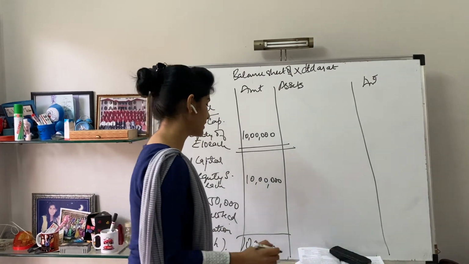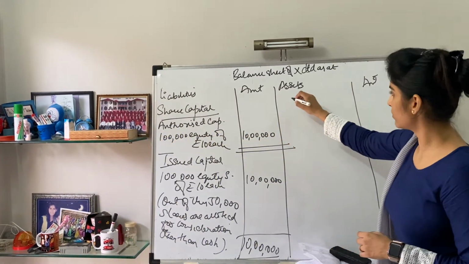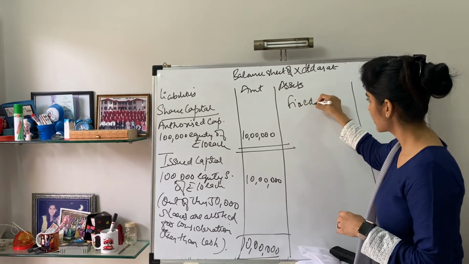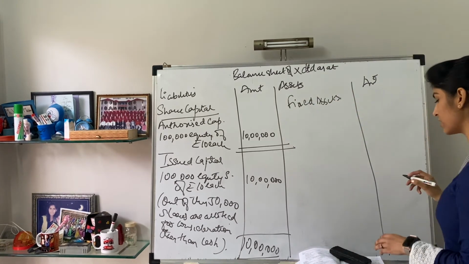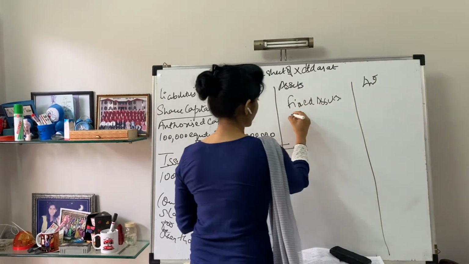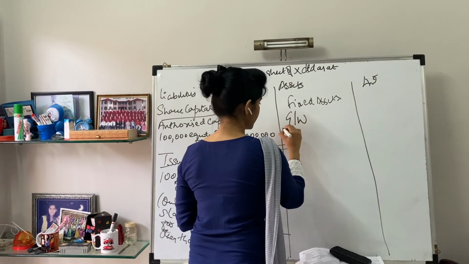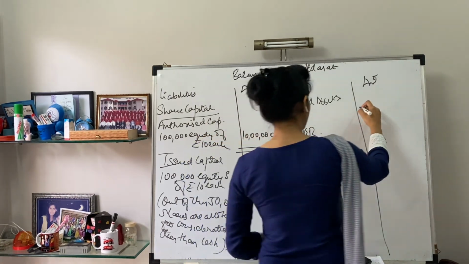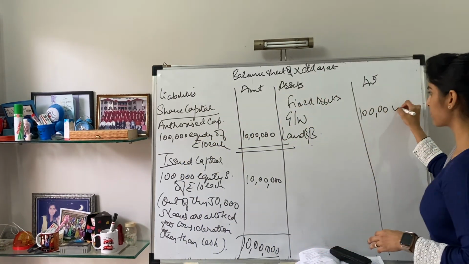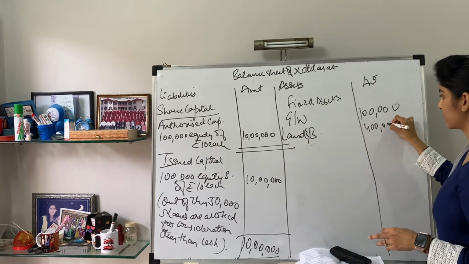We'll move on to our asset side. First of all, we'll write fixed assets. Next is your investments, and third is your current assets. In fixed assets, there are two parts: goodwill and land and building. Goodwill is of 1 lakh. Your land and building was of rupees 4 lakh.